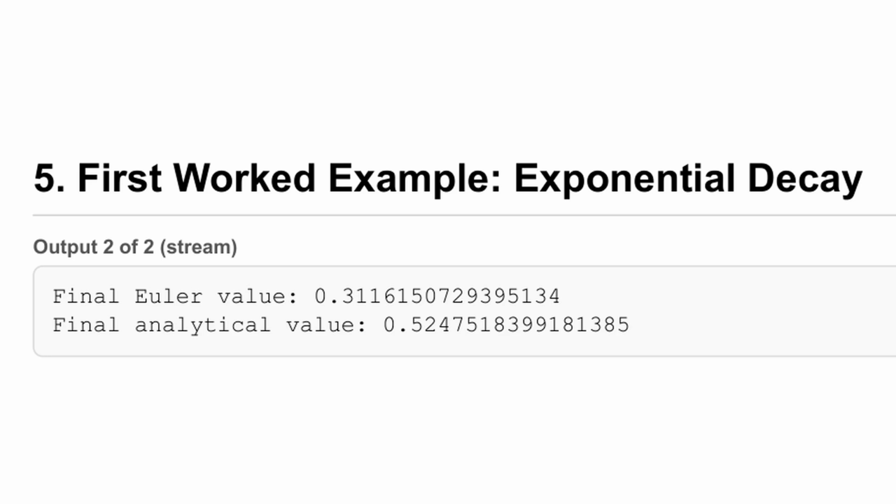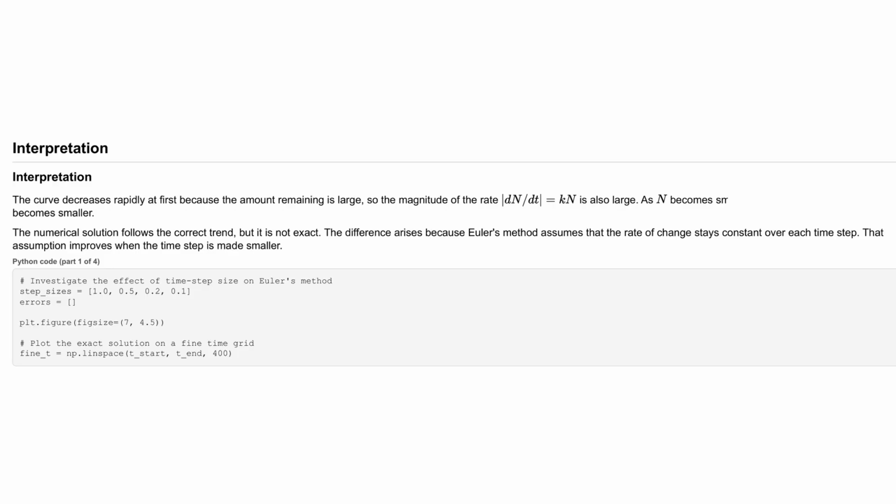The final value computed by the Euler method is a bit lower than the true analytical value at the end of our physical time interval. This error occurs because the Euler method assumes the rate of change remains constant across the entire time step, which is not true for exponential decay.